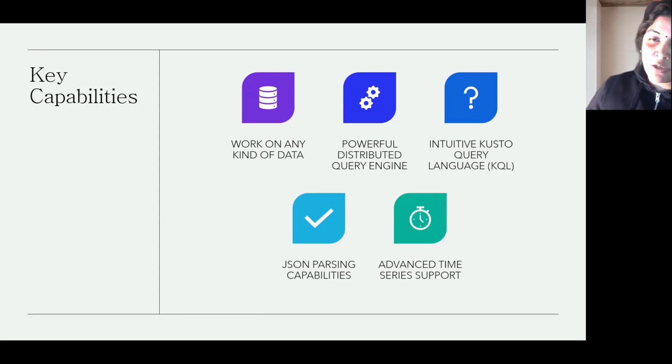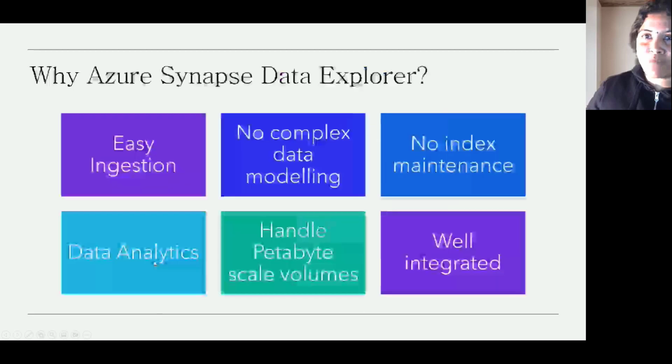You can do a lot of transformations or parsing using the Data Explorer pool with Synapse. And last but not the least is the advanced time series support. Normal time series support is provided by a variety of mechanisms, but because we are dealing with telemetry data and time series is an important part within telemetry data, you have really got best of the breed in terms of the time series support when it comes to the Synapse Data Explorer pool.